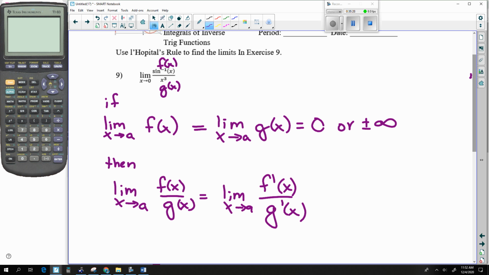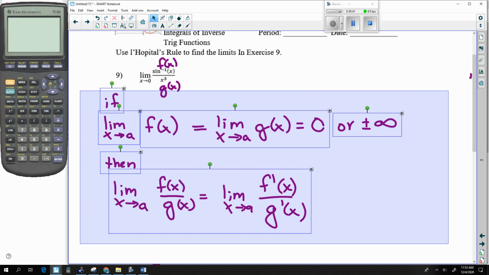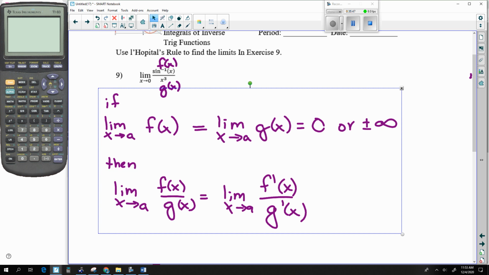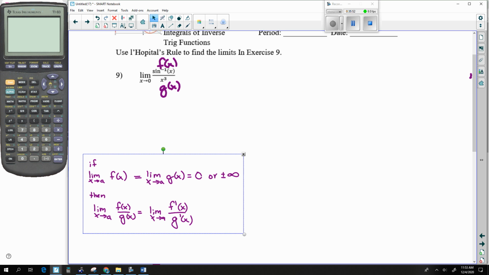That's L'Hopital's rule. So if I get 0 over 0, infinity over infinity, or negative infinity over negative infinity, or just any versions of infinity, then I can use L'Hopital's rule, and that means take the derivative of the top and the derivative of the bottom and reevaluate. Okay, so right now, let's see if this thing applies.